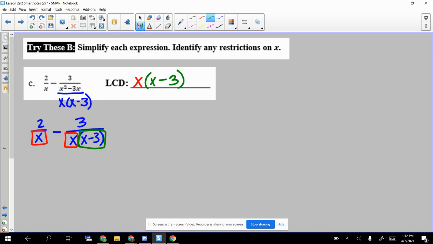Okay, so now that we know what our LCD is, we're going to go ahead and look at whatever is missing from the denominator. This one has the whole thing, x times x minus 3, so we're not going to multiply that by anything. We're just going to rewrite it exactly as is. But this one is missing the x minus 3. That's how we know we have to multiply by that on the top and bottom.